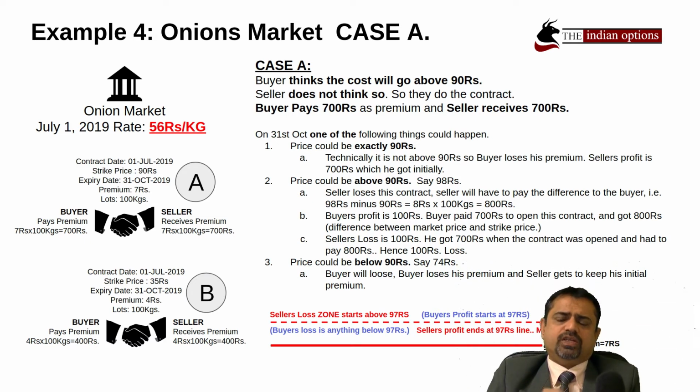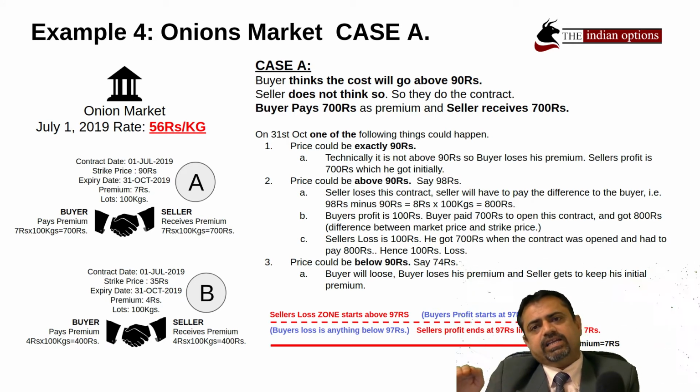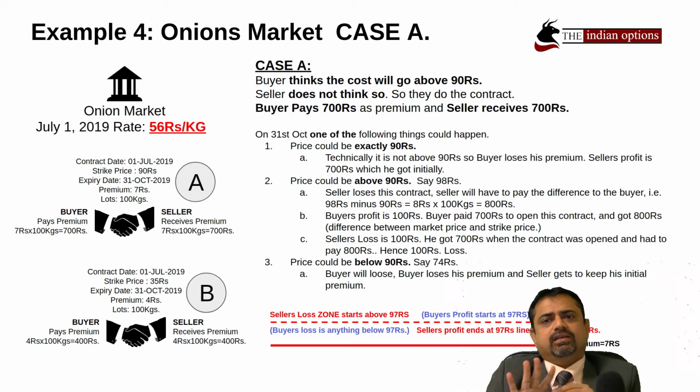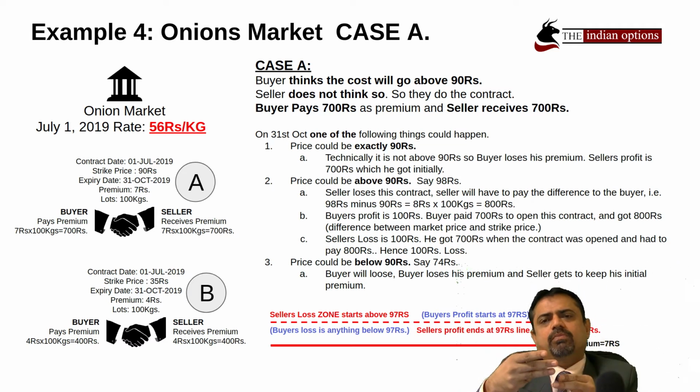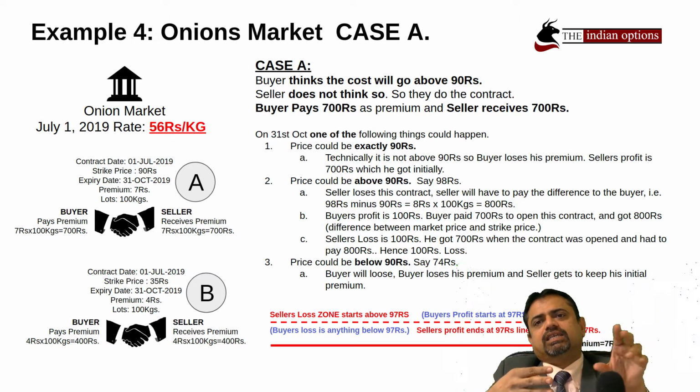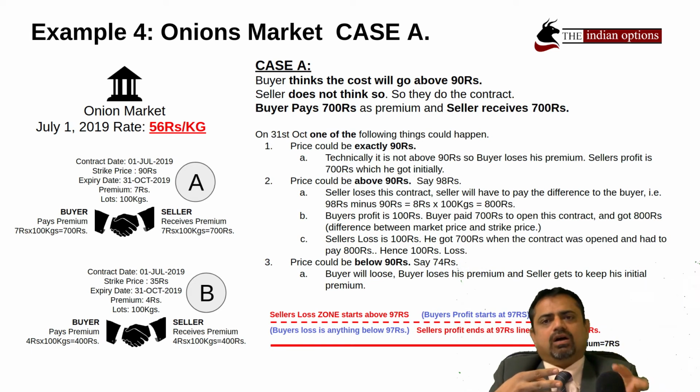Now on 31st October, one of the following things is going to happen. The price could be exactly 90, or the price could be above 90, or the price could be below 90. There is nothing else that could happen, right? It is only three situations that could happen. Price could go above 90, price could go below 90, or price could be 90. Now let's see what happens in each and every case, and who gains or loses what, whether buyer or seller, right?